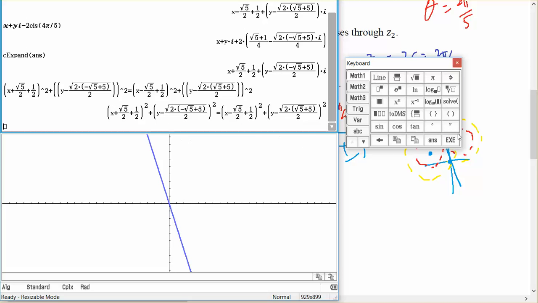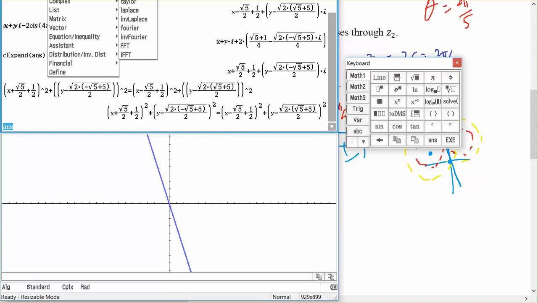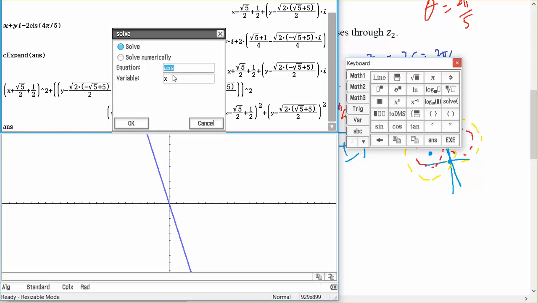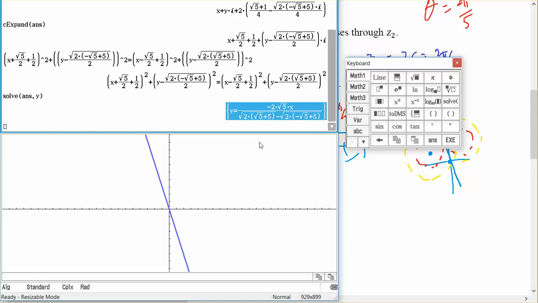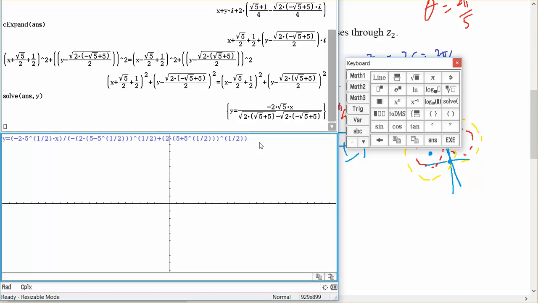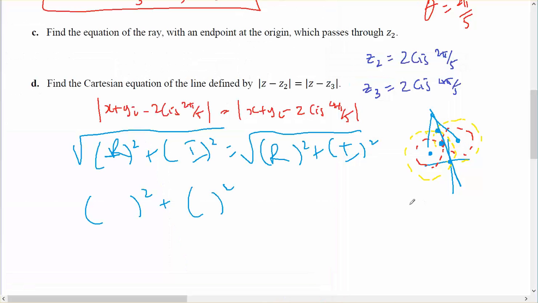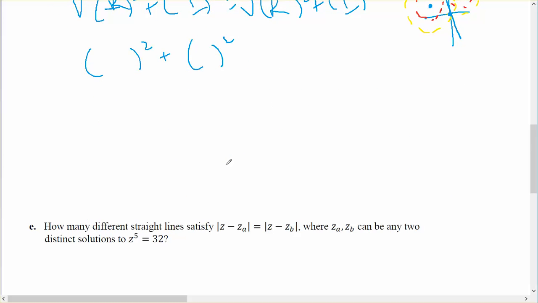If I do answer, solve for y, there's my equation, and when I drag and drop that, that's the line I'm looking for. So I can write that down as being the equation of the line that I'm looking for here.